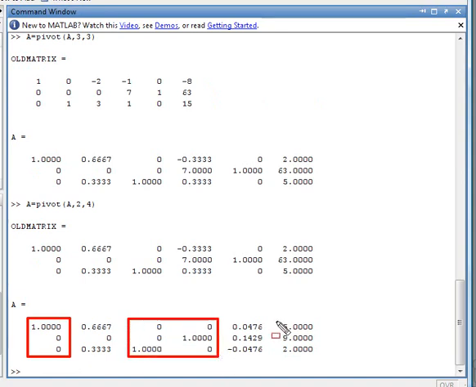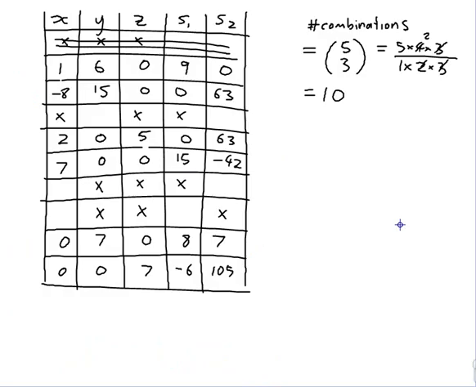There's my three identity columns, and there's my answers. So X is 5, Z is 2, and S1 is 9. 5, 2, 9. And the other two are 0.